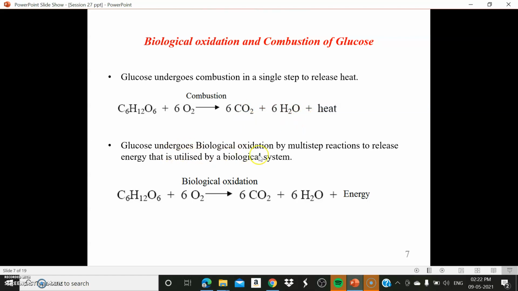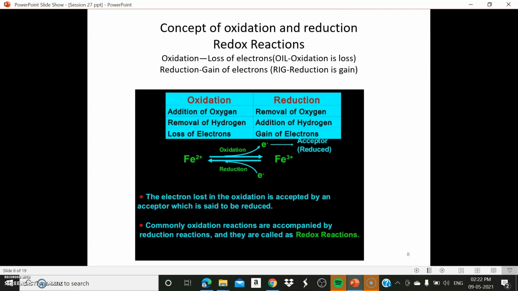When glucose undergoes biological oxidation in a multi-step process, as you have learnt in glycolysis, it gives energy in the form of ATP. Now, after knowing the difference between biological oxidation and combustion, to know the electron transport chain, let us understand the concept of oxidation and reduction in terms of electrons.